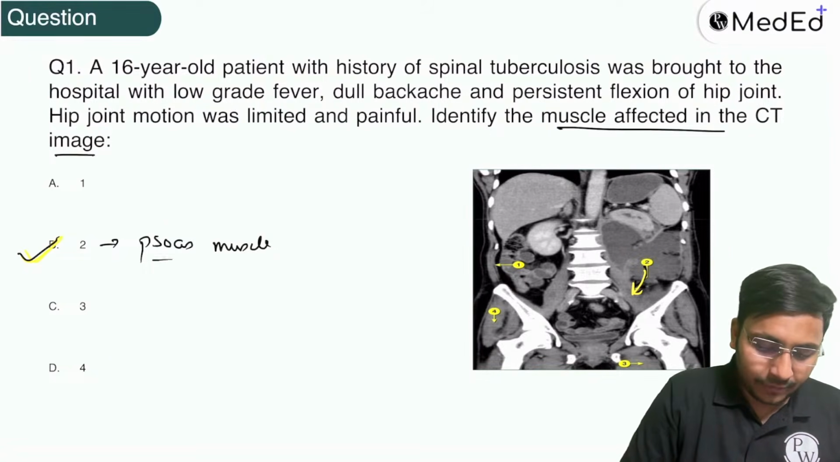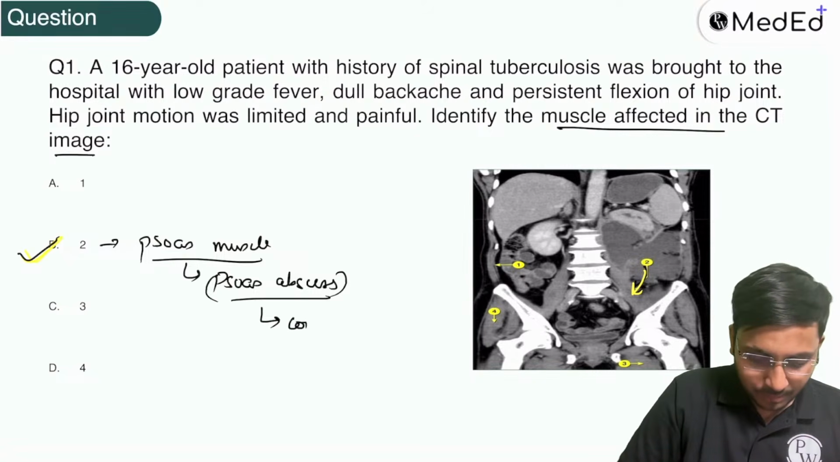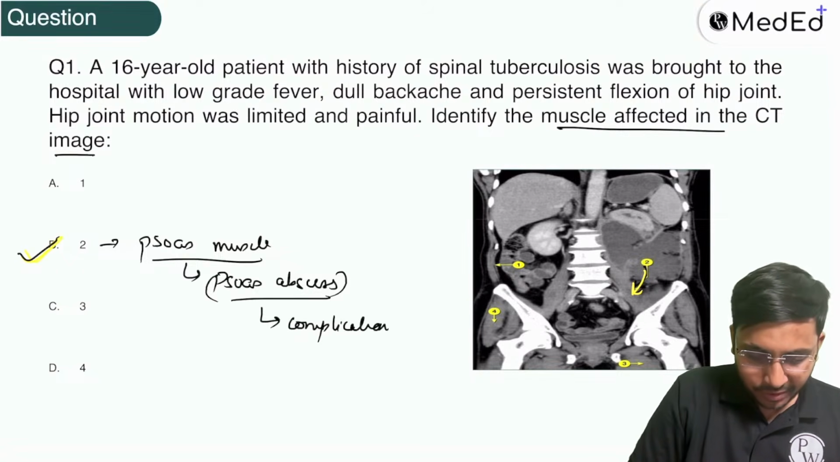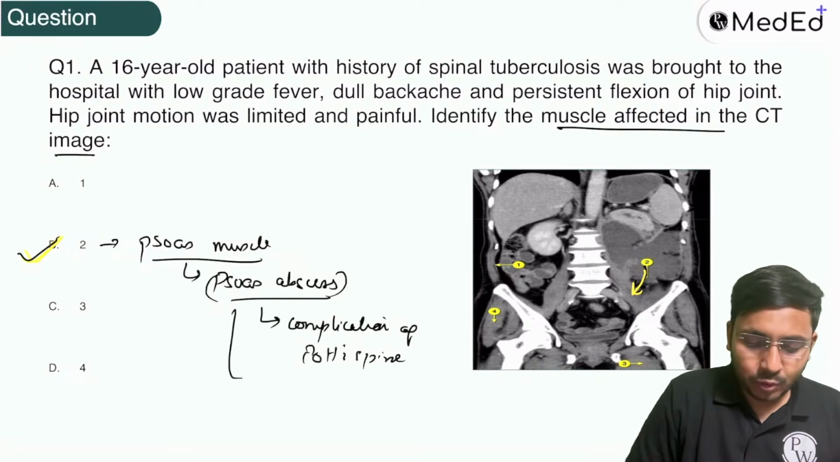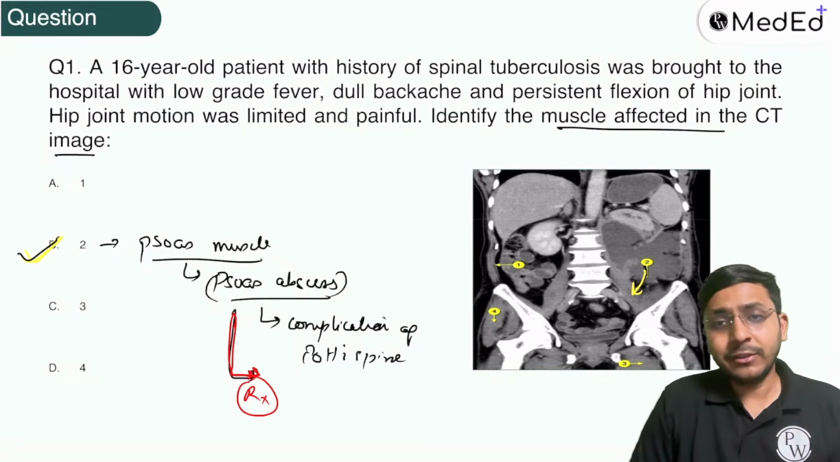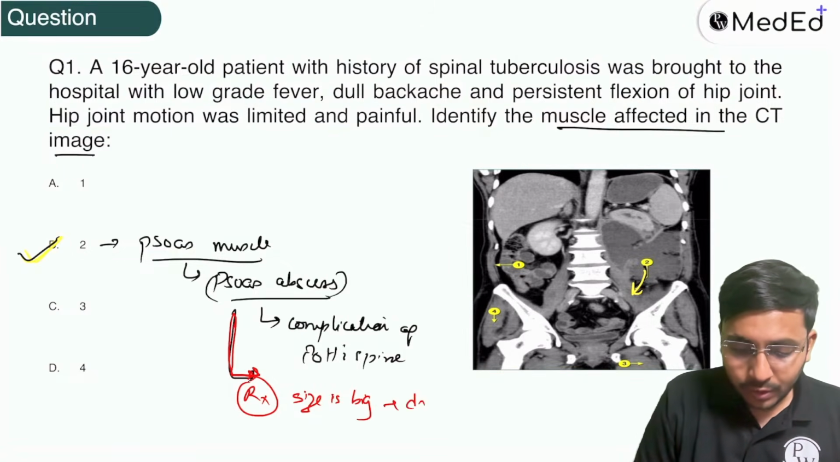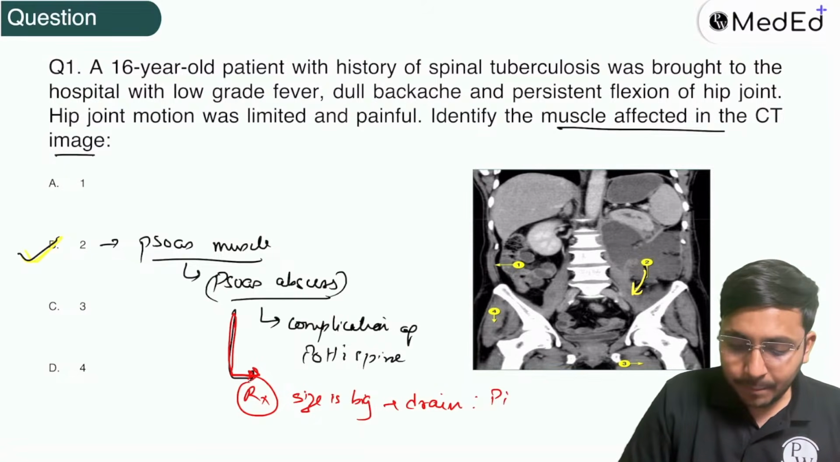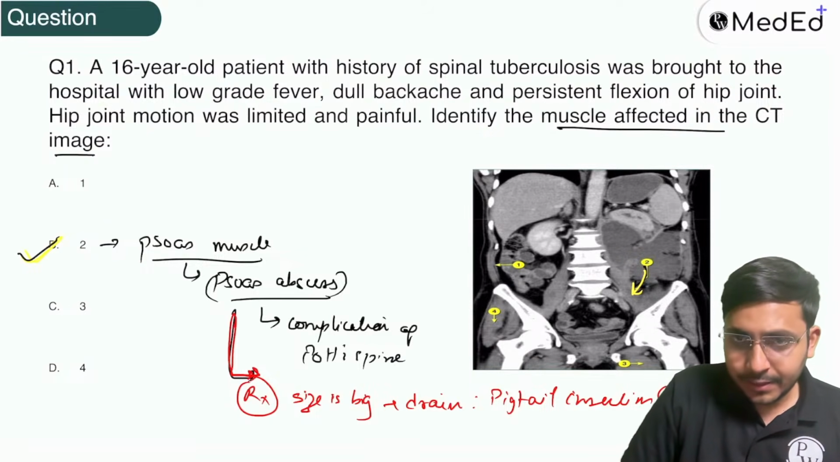right? And what are we mainly focusing on? What is this pathology? This is psoas abscess, right? And psoas abscess happens as a complication of Pott spine, right? Now, whenever you have a psoas abscess, how do you want to treat it? So it depends on the size of the psoas abscess. So if the size is big, you need to drain it. Draining is by a pigtail insertion, which can either be ultrasound guided or CT guided.